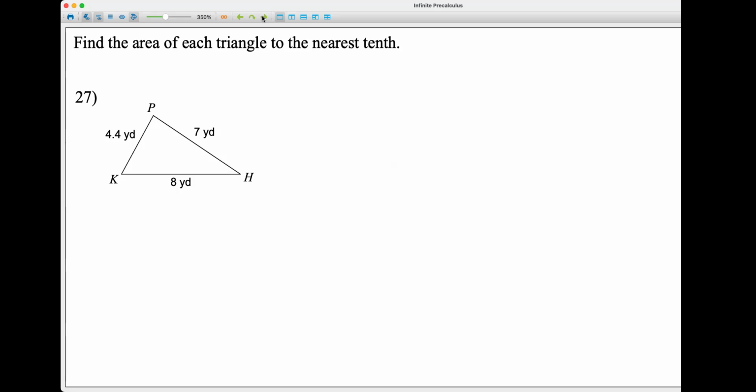And I'm definitely grabbing a calculator. 15.4. 15.4 square yards.